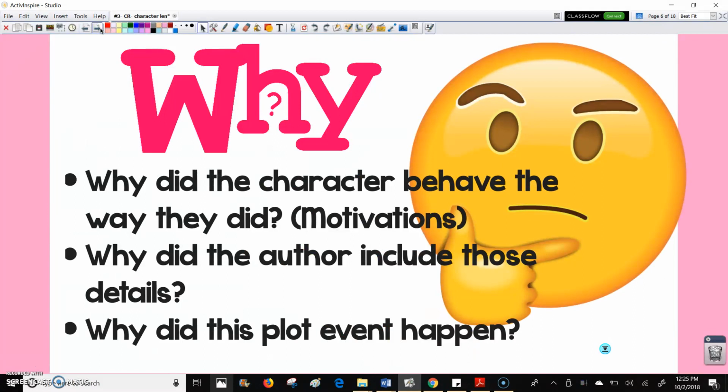And the why: why did the author do that? Why did the character behave the way they did? What are their motivations? That's a way to get deeper into a text. Why did the author include those details? In this case, we might focus on why the character exists in the story. What's the character's role? Why did this plot event happen? And many other why questions.